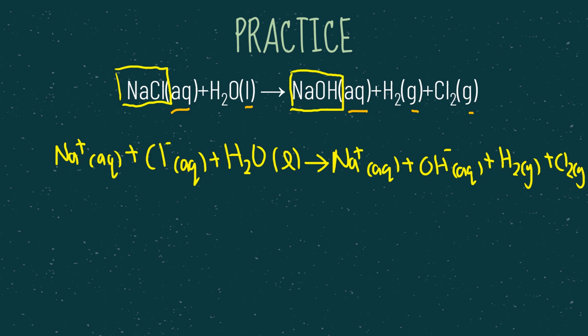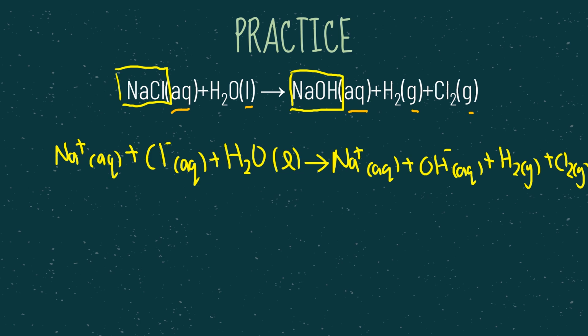So step 1 is already done. We have written out everything into its dissociated form. This equation that you see now on screen is actually the complete ionic equation. Now we want to write it down as our net ionic equation.